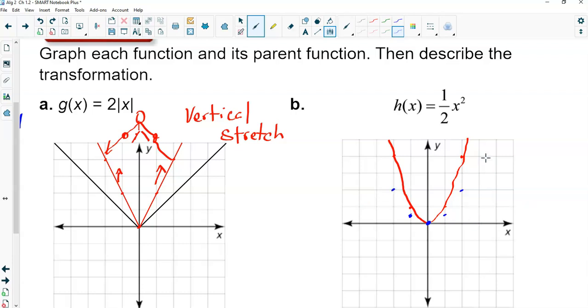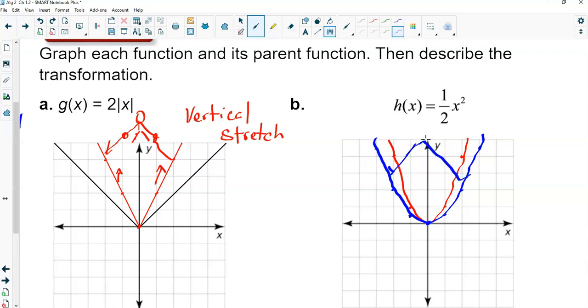If x is 3, 3 squared is 9, and half of 9 is 4.5. So I would have a point at 4.5. So I would have a point there and a point there. And notice what happened. Notice how the graph got wider. So it's like if you have somebody here with his legs pushing down.